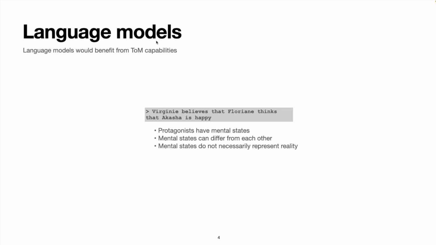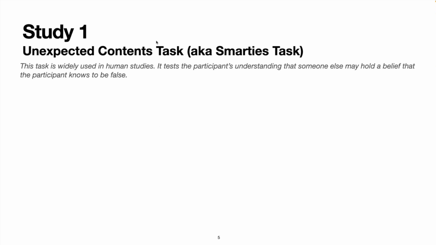Definitely the protagonists of sentences have mental states that can differ, and mental states do not necessarily represent reality. We don't know if Akasha is happy or not, but for a language model, being able to attribute mental states can be useful to do its job. So what the authors of this study did was to take some standard tasks that are used to evaluate the theory of mind capabilities in humans, and they administered these tasks to ChatGPT.